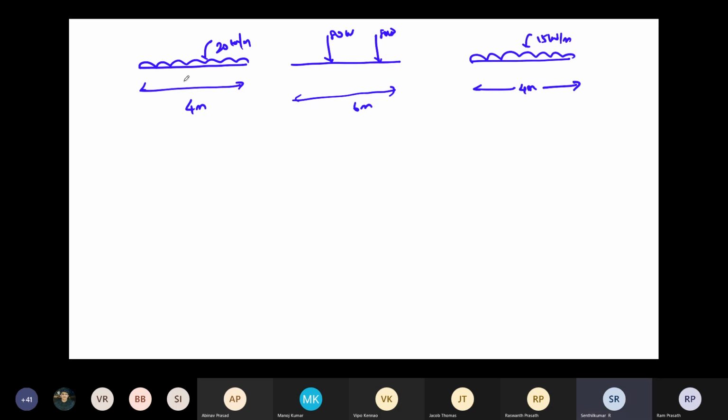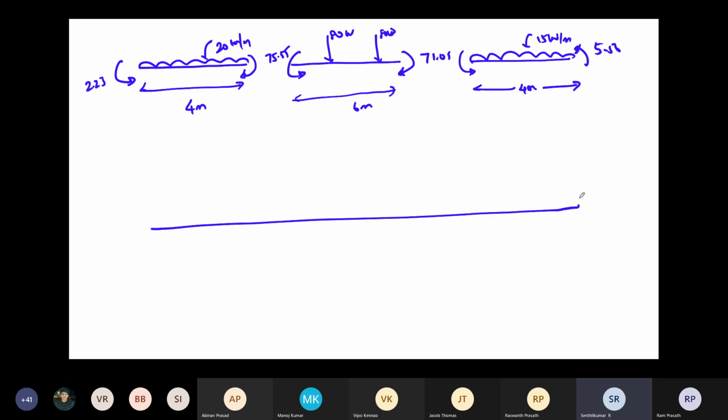Now, the end moments also we have calculated. What are the end moments? This is 2.23, this is 75.55. Both are the same, but the sign is changing. And here again, I can put 71.09 common, sign is changing. And then here 5.56. Right? So now we are going to draw the bending moment diagram as a single beam.